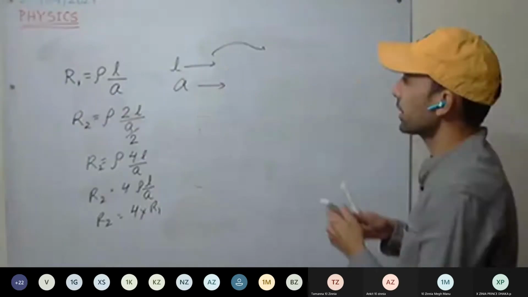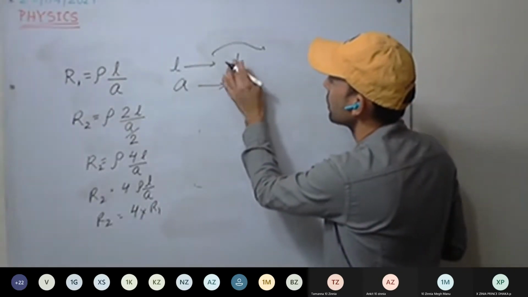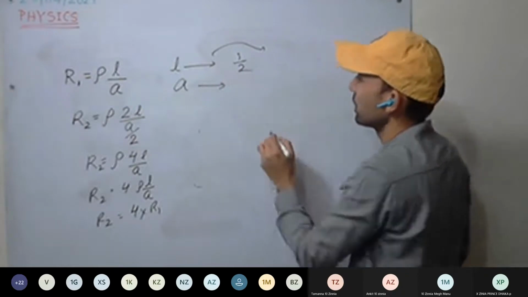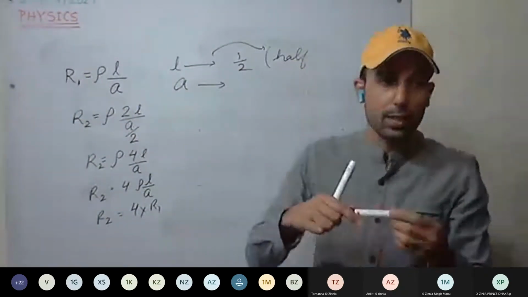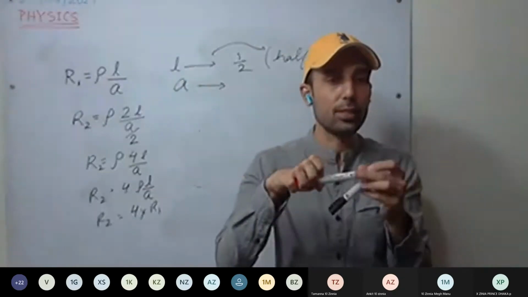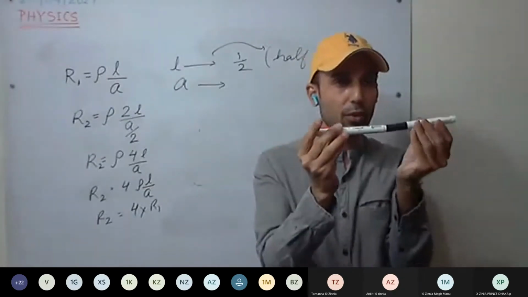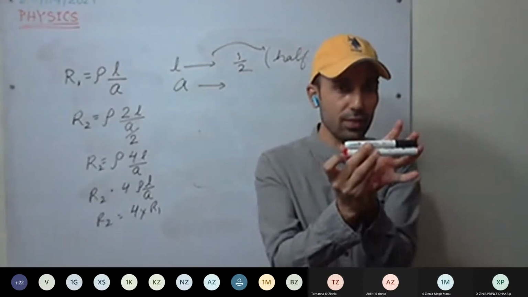Okay, now see here, if we make the length half, that means this was the length, and now we have overlapped it. If this is the wire, we have overlapped the wire. That means we have made the length half.